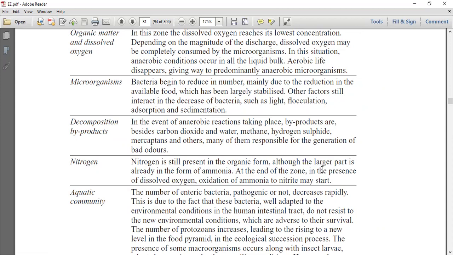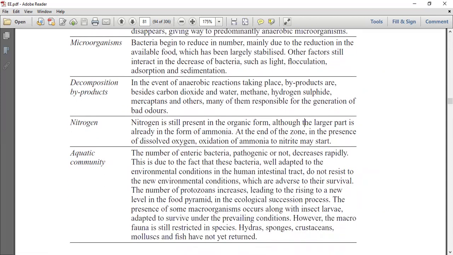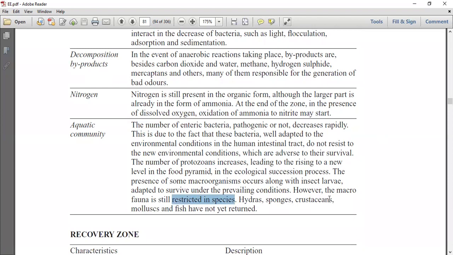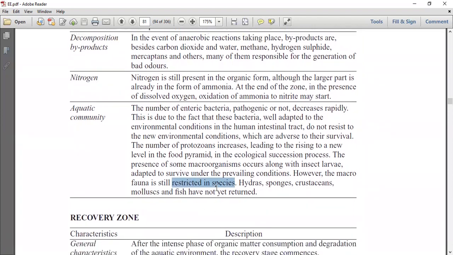Aquatic community: the number of pathogenic enteric bacteria does not decrease rapidly. This is due to the fact that the bacteria, well adapted to the environmental conditions in the human intestinal tract, do not resist the new environmental conditions, which are adverse to their survival. The number of protozoans increases, leading to a new level in the food pyramid. In the ecological succession process, the presence of some microorganisms occurs along with insect larvae adapted to survive under the prevailing conditions. However, the macrofauna is still restricted in species. Hydras, sponges, crustaceans, mollusks, and fish have not yet returned.